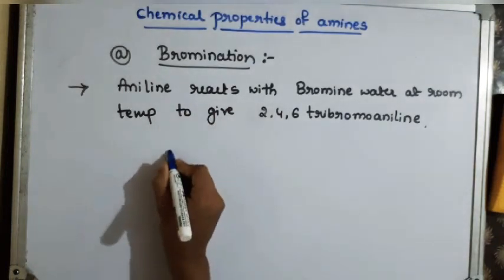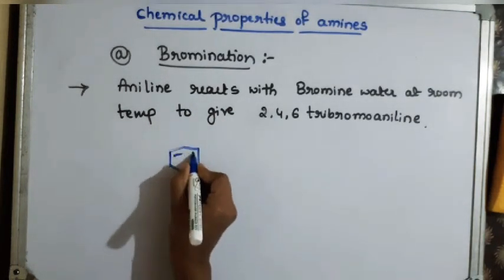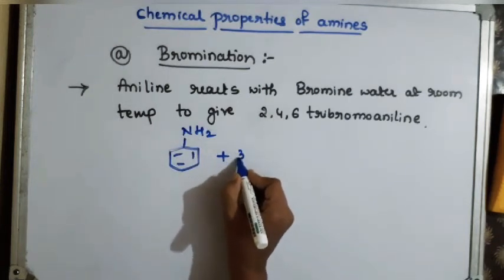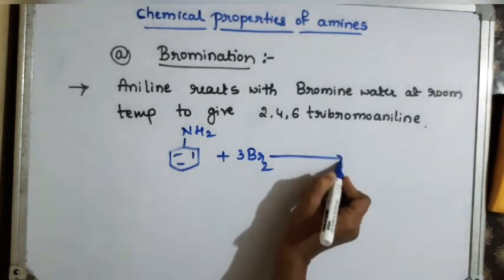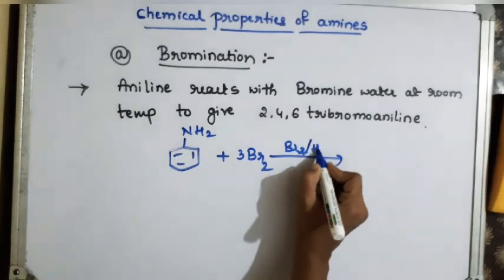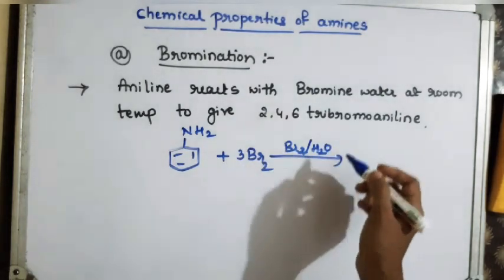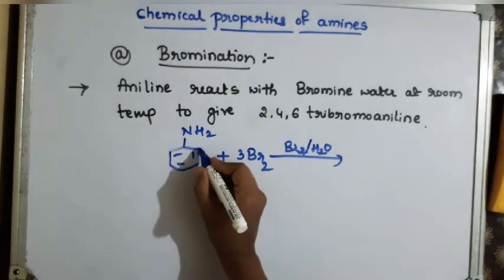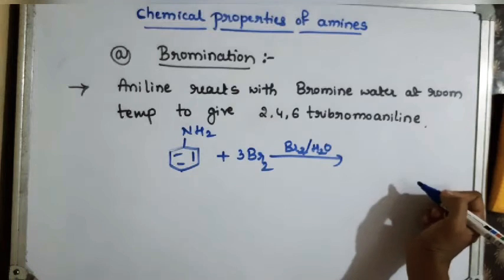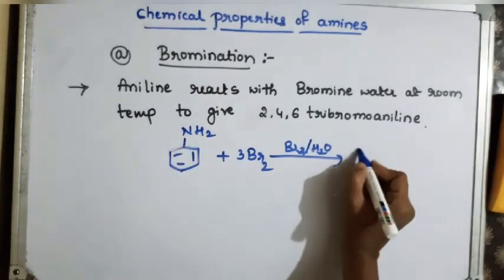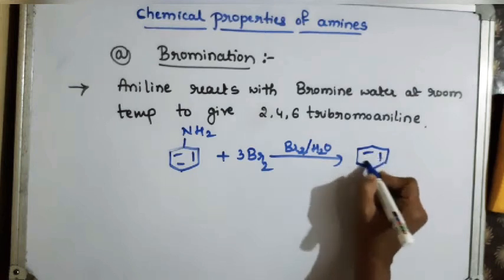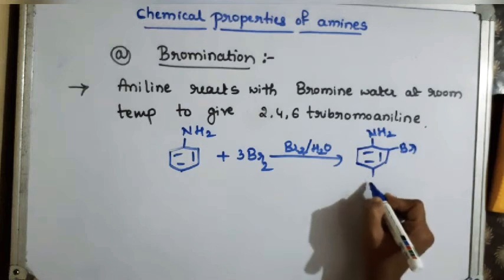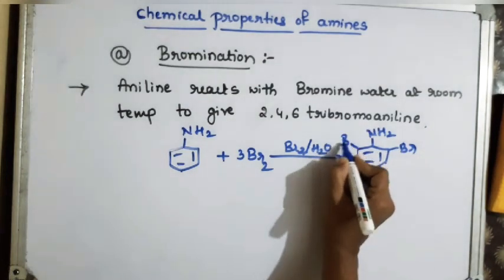So here, when aniline is treated with bromine water, what happens? The electrophile generated here is Br plus, bromonium ion, which goes and attacks ortho and para positions. As we are taking aniline here, we are getting tri-substituted aniline as a product. So the product formed here is tribromoaniline.